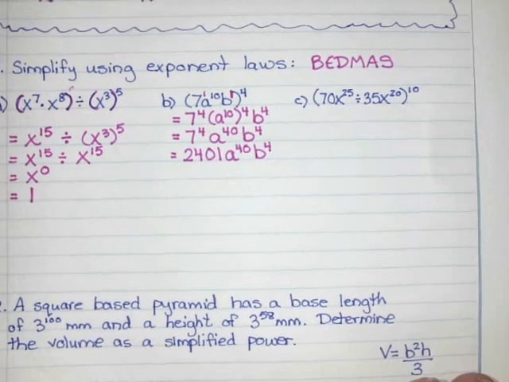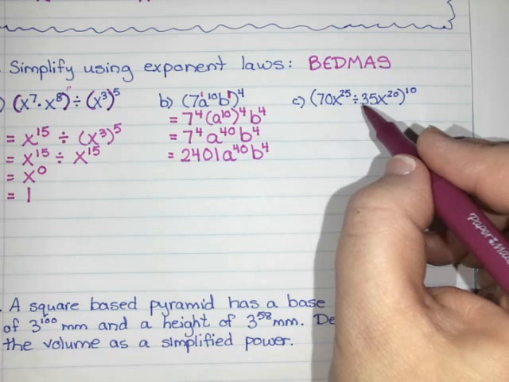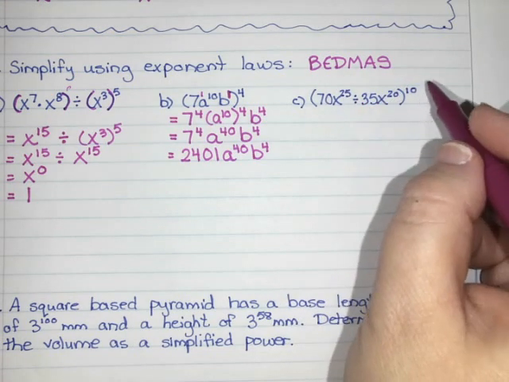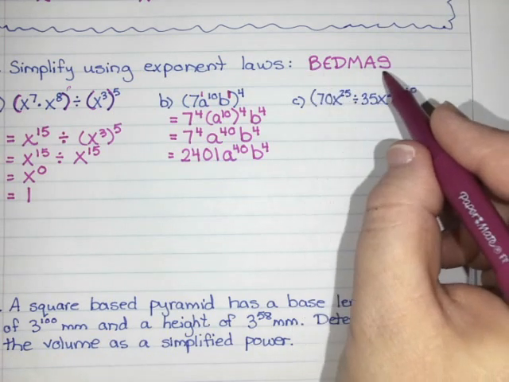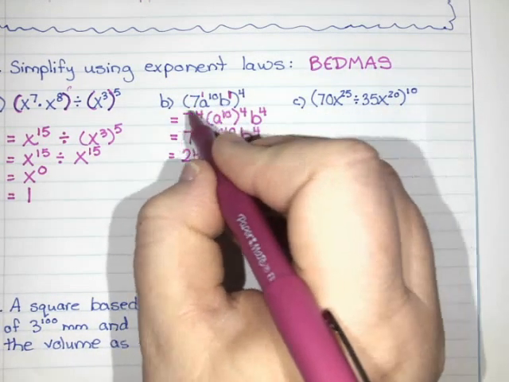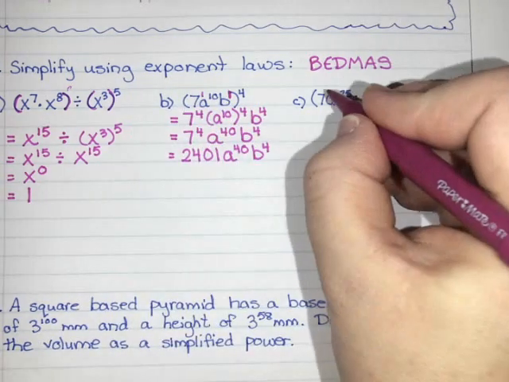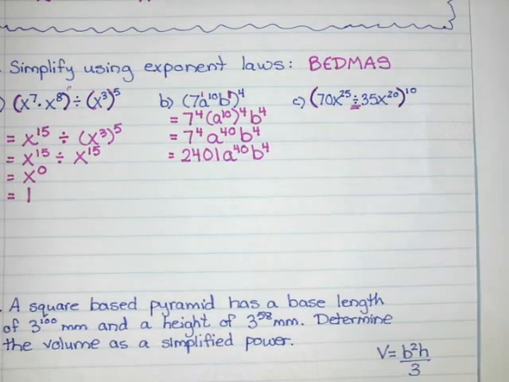Okay, last question in this section. I have (70x^25 divided by 35x^20) in a bracket, all to the power of 10. So if I'm working my way through BEDMAS, and I forgot to mention that on the last question, I do have a bracket in that last question, but there wasn't anything to do inside the bracket. There wasn't any multiplication or division or anything like that. So here I do have a bracket, and inside the bracket we do have some division. So I'm going to start with the division inside the bracket.